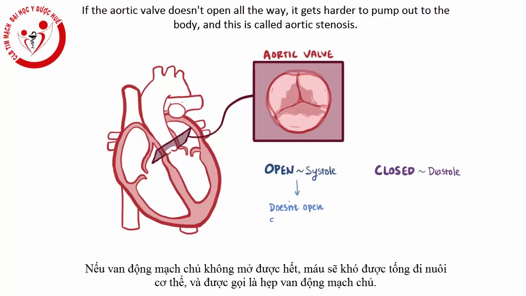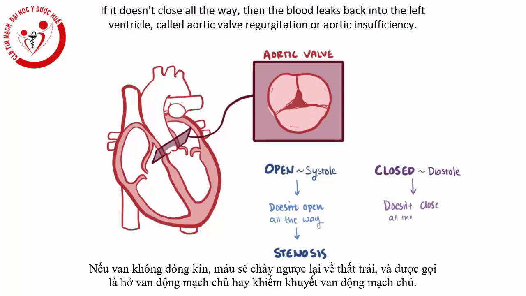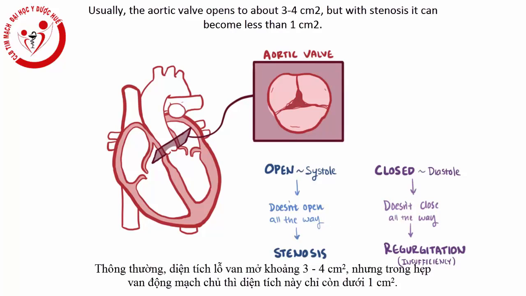If the aortic valve doesn't open all the way, it gets harder to pump blood out to the body, and this is called aortic stenosis. If it doesn't close all the way, then blood leaks back into the left ventricle, called aortic valve regurgitation, or aortic insufficiency.